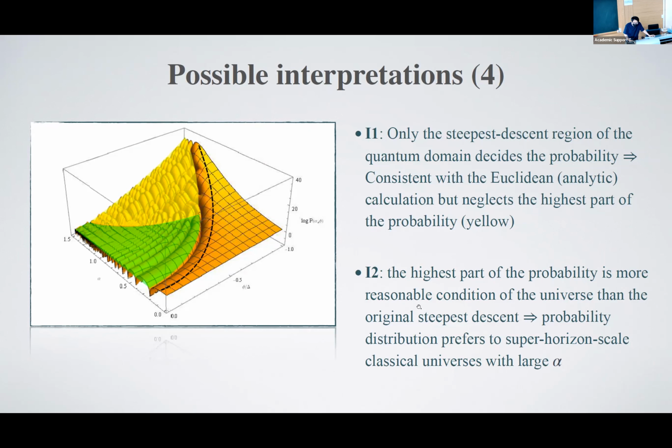The second interpretation is that we don't neglect the yellow region and respect it. But in this case, the problem is that the probability distribution prefers a superhorizon-scale universe. So the universe we are going to find is larger than the Hubble scale size, which is also some property.